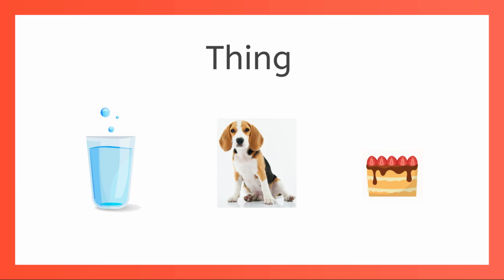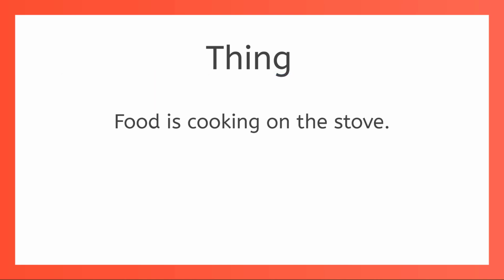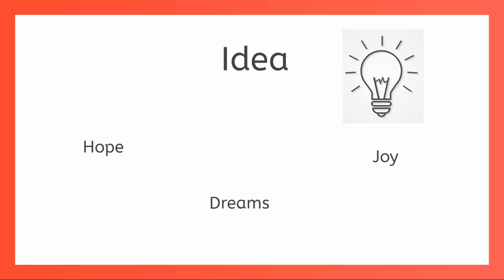A noun can be a thing, such as a cup of water, a dog, or a cake. Food is cooking on the stove. Food and stove are thing nouns.